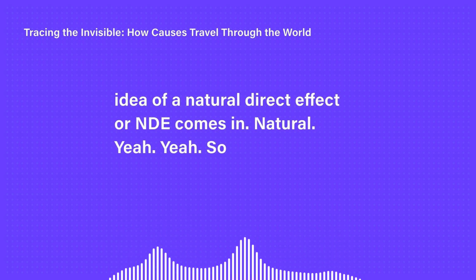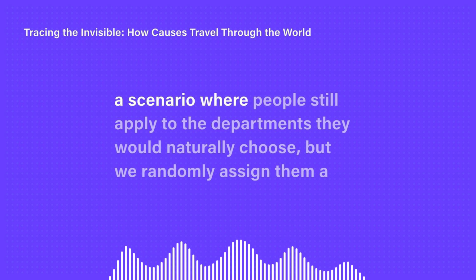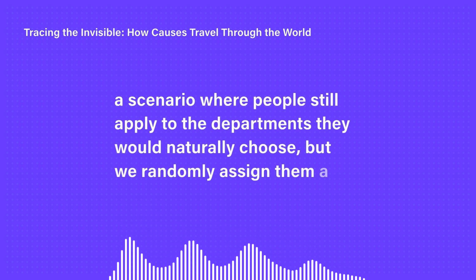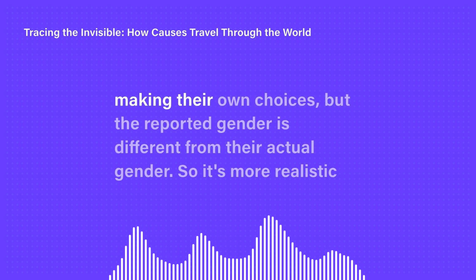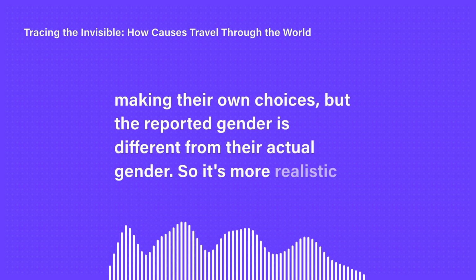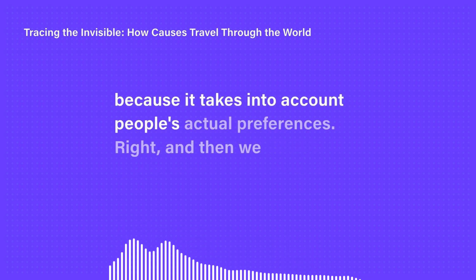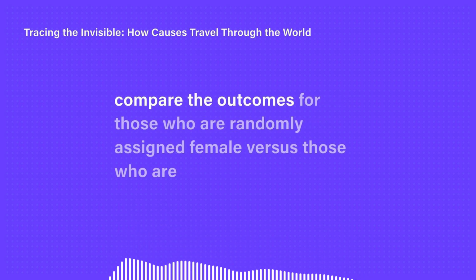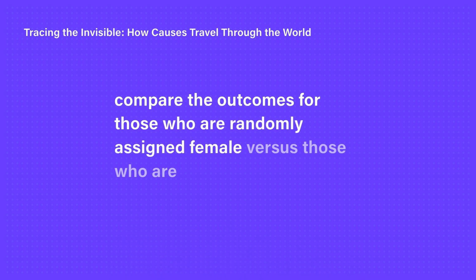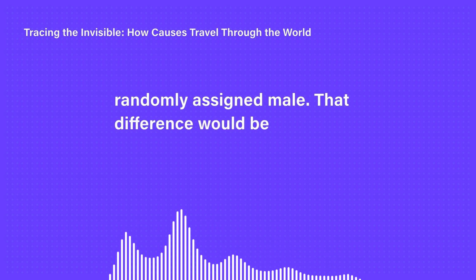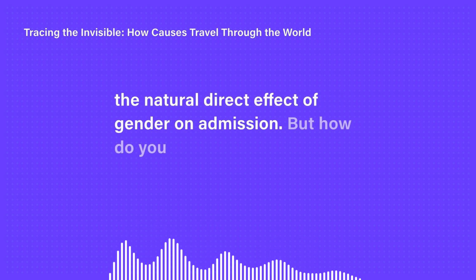Natural. So here we're imagining a scenario where people still apply to the departments they would naturally choose, but we randomly assign them a gender. So it's like they're making their own choices, but their reported gender is different from their actual gender. So it's more realistic because it takes into account people's actual preferences. Right. And then we compare the outcomes for those who are randomly assigned female versus those who are randomly assigned male. That difference would be the natural direct effect of gender on admission.